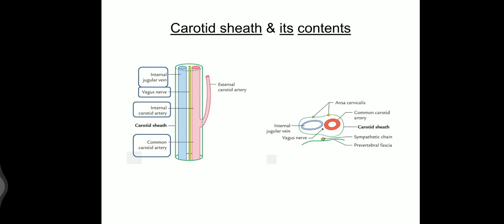Then the next diagram is the cross-sectional view. The previous one we have seen is the longitudinal view. This one is the cross-sectional view. We can see the vein, the artery, and the vagus nerve in between these two, enclosed in the carotid sheath.